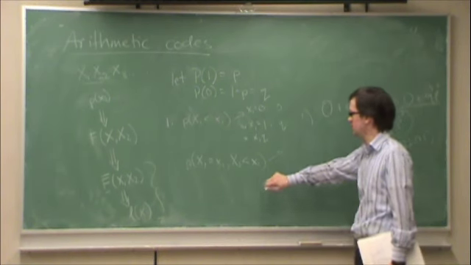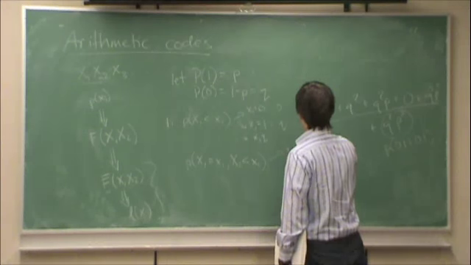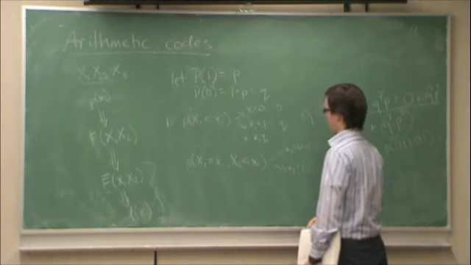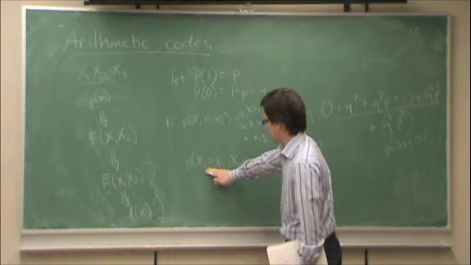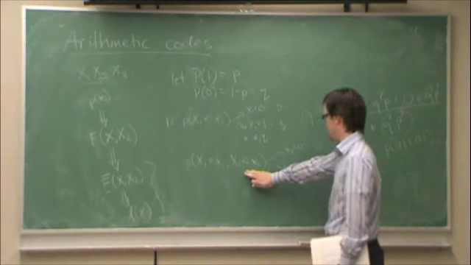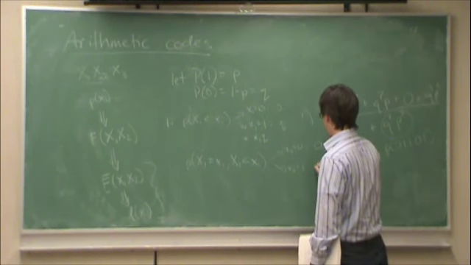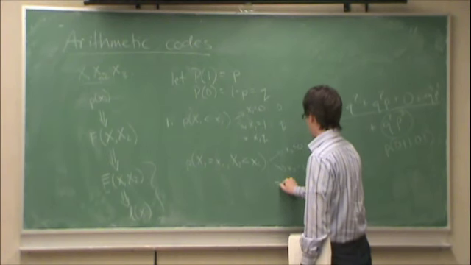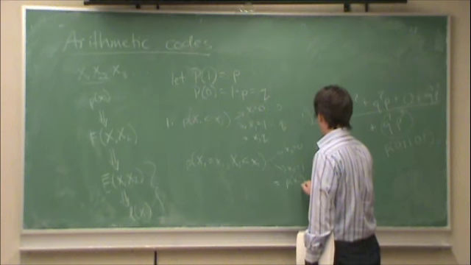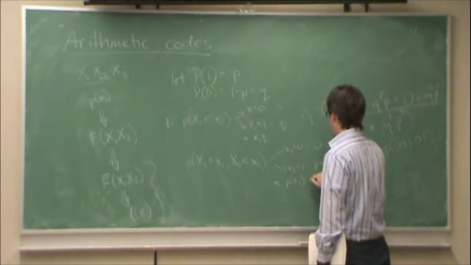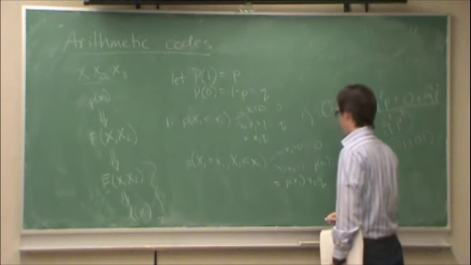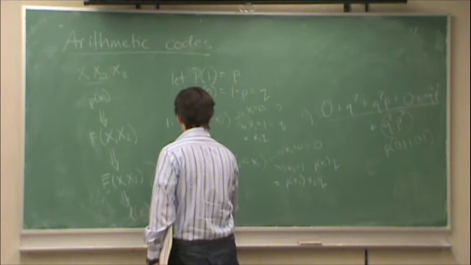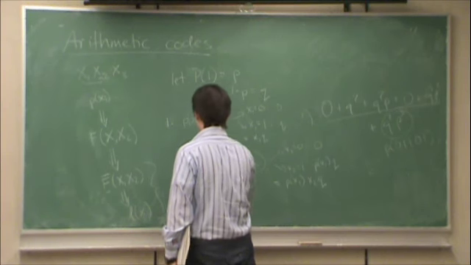If x2 is 0, then we get 0. If x2 is equal to 1, then we get whatever probability x1 is times q. So we may as well say that this is equal to probability of x1 times x2q. Probability of x1 equals this, so that's stage 2.